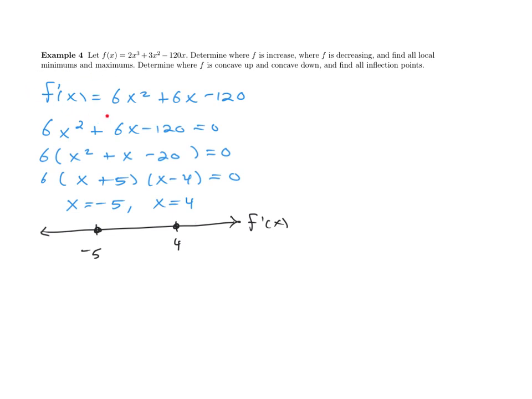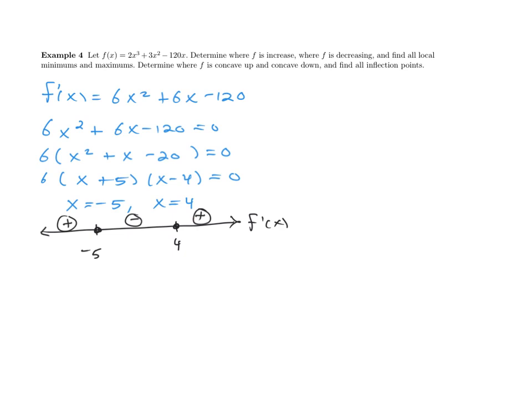I'm going to enter this into my calculator and plug in numbers like -6, 0, and 5. So let's do that. When I typed in -6, I got positive 60, so I know the derivative is positive here. I then entered 0, and obviously I got -120, so this is negative. And then I plugged in 5, and I got 60 again, so we're back to positive. The derivative is positive, negative, positive.